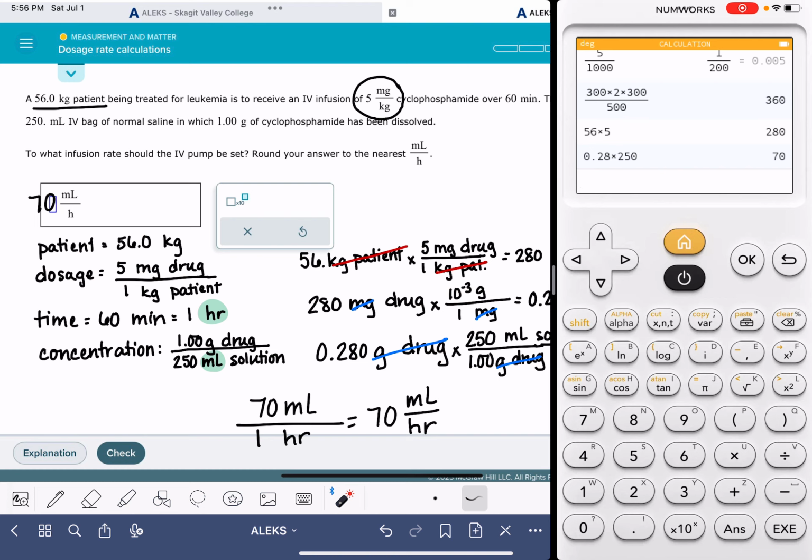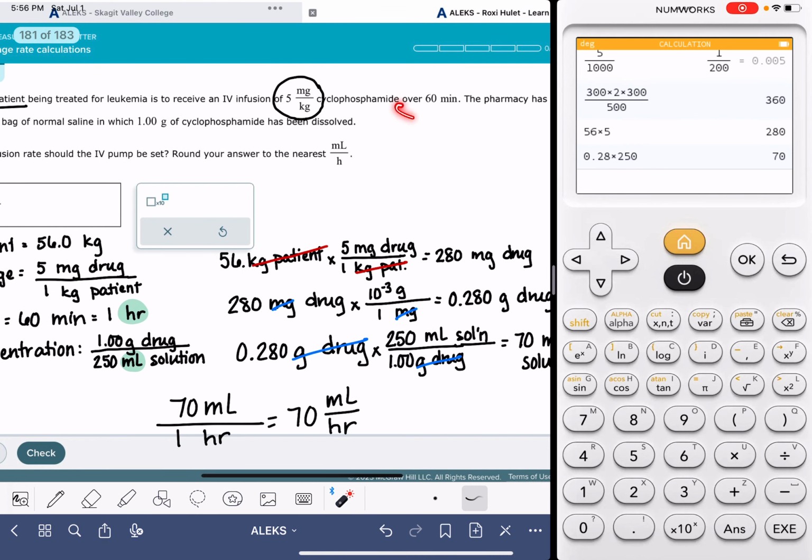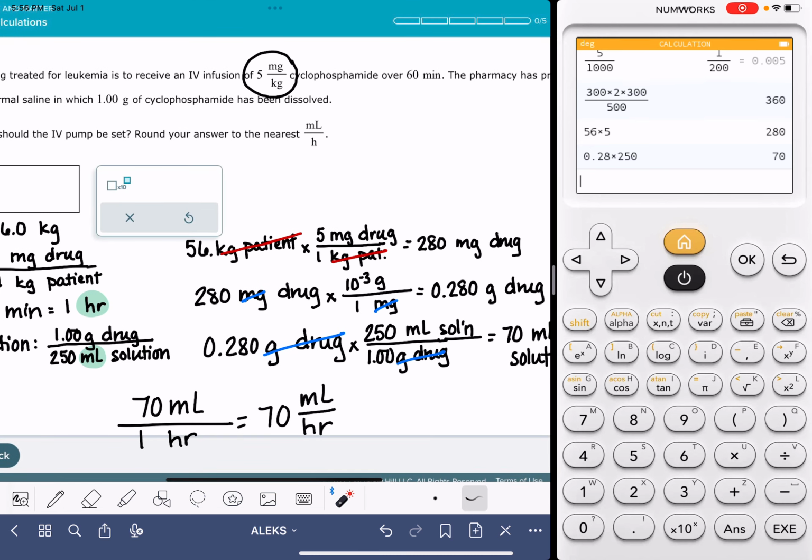So the key difference between this version and the other version of the problem is that in the other version, it says the drug needs to be administered over 60 minutes, and then it tells you how much has been administered over the first 30 minutes. And what you have to do is calculate for the next 30 minutes, does the dosage rate need to increase or does it need to decrease in order to get the target?